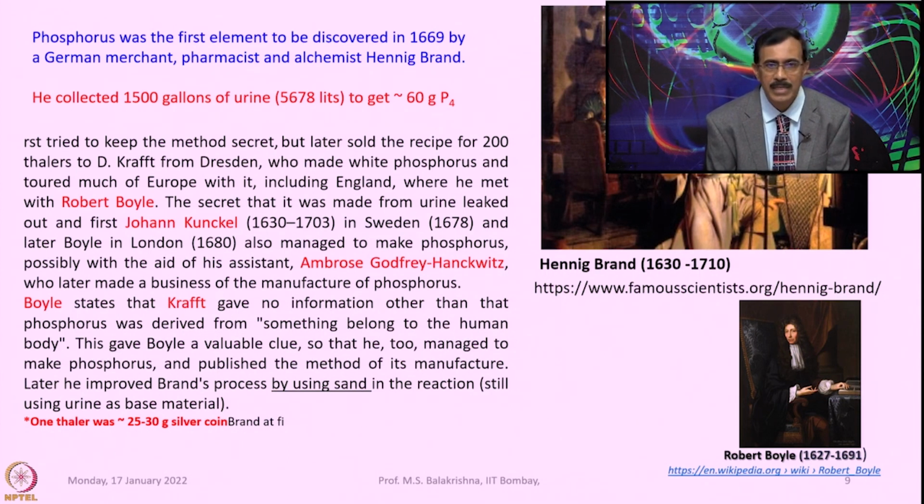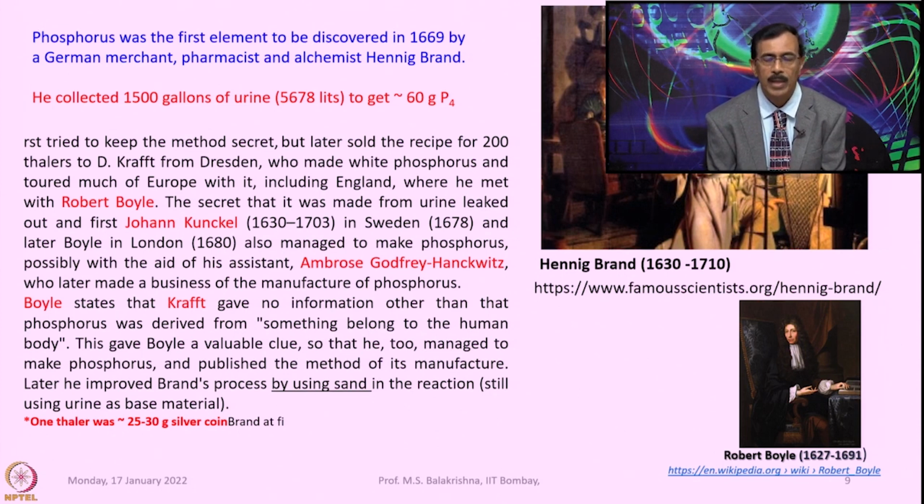So, the secret that was made from urine leaked out fast, and John Nuckel in Sweden and later Boyle in London also managed to make phosphorus using the same strategy as that of Henning Brand. And of course, later Ambrose Godfrey Hawkins, the assistant of Boyle, joined together and they started a business of manufacturing phosphorus.